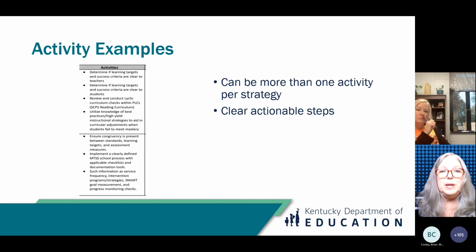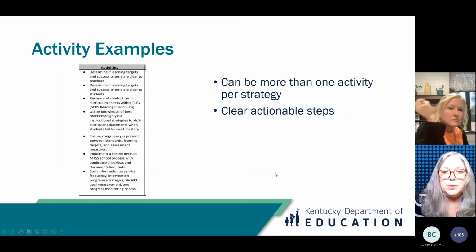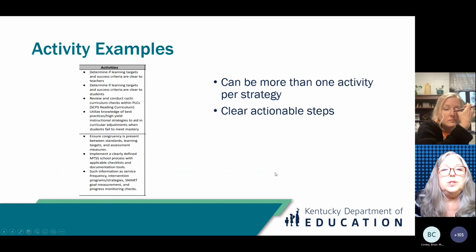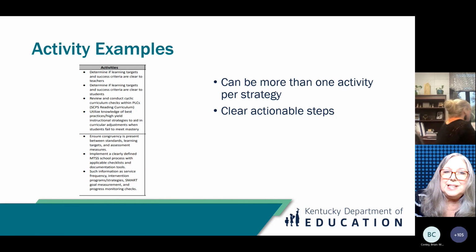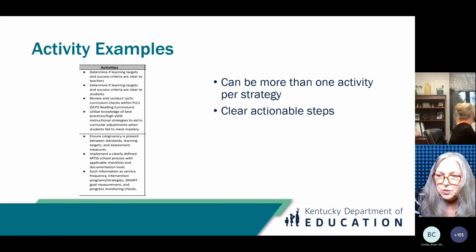And then here's some activity examples. So like I said earlier, there can be more than one activity per strategy. They just have to be very clear. So you see the activities, the first example is determine if learning targets and success criteria are clear to teachers. And so you can see the work under there. It's very clear, review and conduct cyclical curriculum checks within the PLC. So those are very specific action pieces that the school is going to undertake.